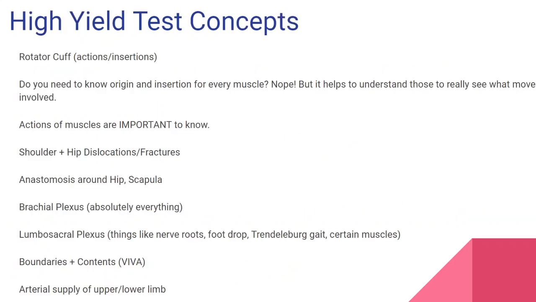So I'm going to talk about the high yield test topics that are usually tested, and that usually comes with rotator cuff. Do you need to know the origin and insertion of every muscle? No, you don't. But it's good to know those because it helps you understand what the action of the muscle is. Like I said, anatomy is not really memorization. It's actually very conceptual. And if you can understand the origins and insertions, and if you see the direction of fibers, it really helps you to know what function the muscle plays.